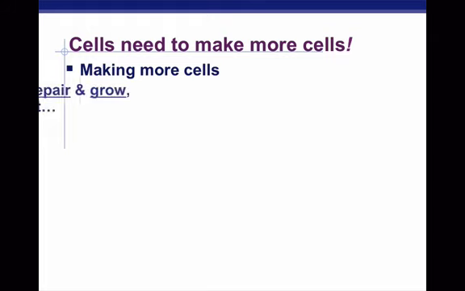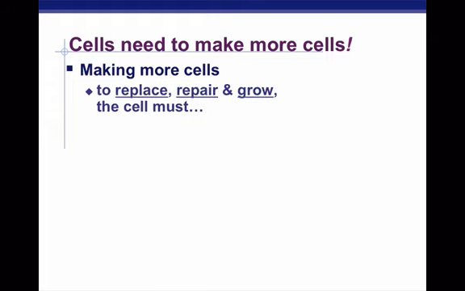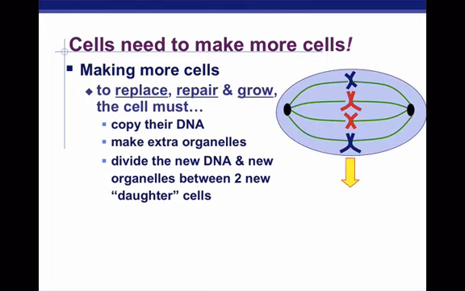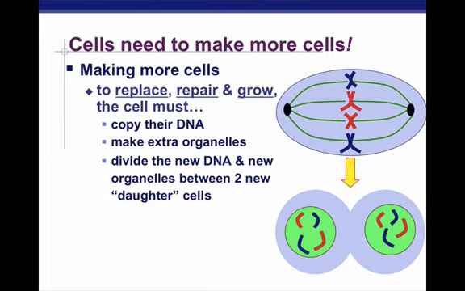So cells need to make more cells. Making more cells to replace, repair, and grow, they must copy their DNA, make extra organelles, and divide the DNA and new organelles between two new daughter cells. Remember, this is called mitosis. Probably learned this in middle school, but if I'm going to replicate, I need to make extra copies of everything that I already have. So here's a cell, and we've seen it dividing into two new cells.